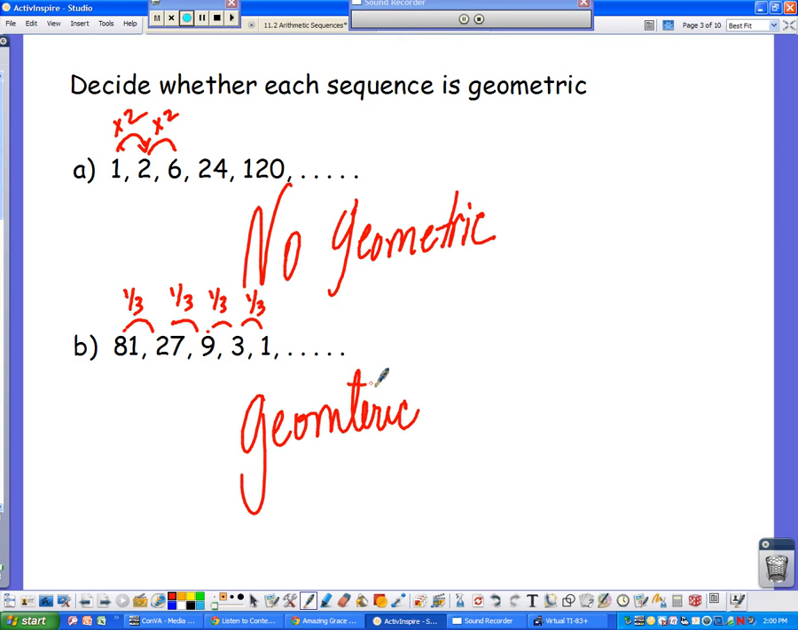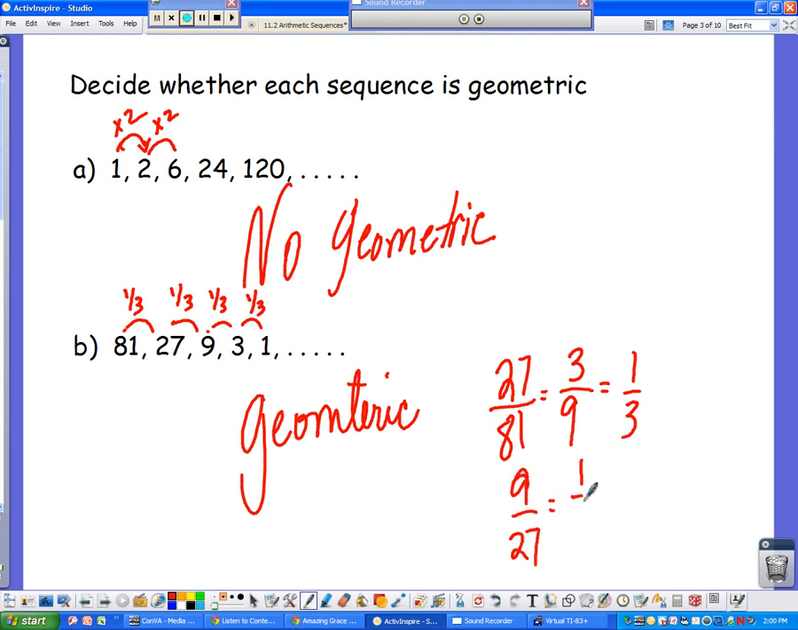Okay. And you could have also taken 27 divided by 81. I wouldn't suggest dividing those out because 1/3 is an ugly decimal. But I can divide both of these by 27, which gives me 1 over 3. Oh, that still simplifies down to 1/3. And I just have to make sure that's consistent. The next one I would do 9 over 27. Oh, I can divide both of those by 9, and you end up with 1/3. Okay, so yes, that last one is geometric.